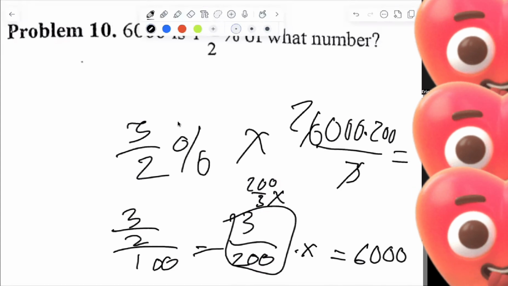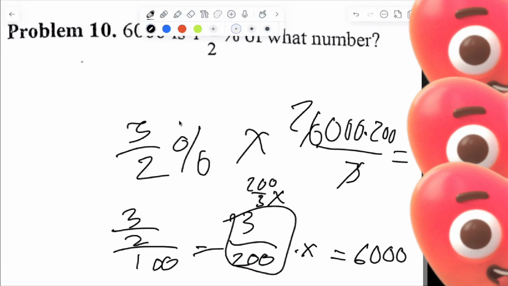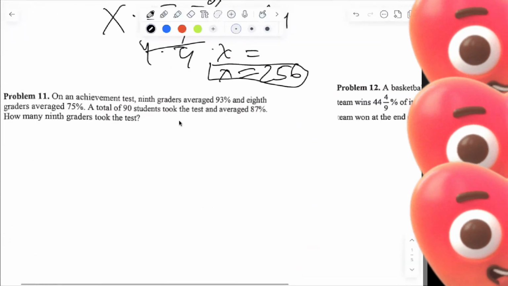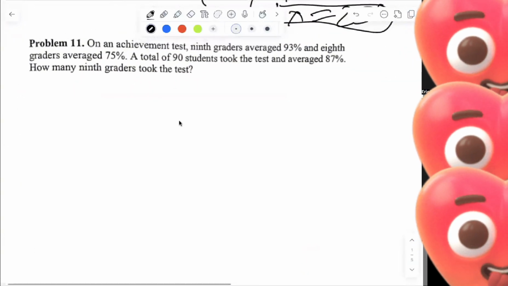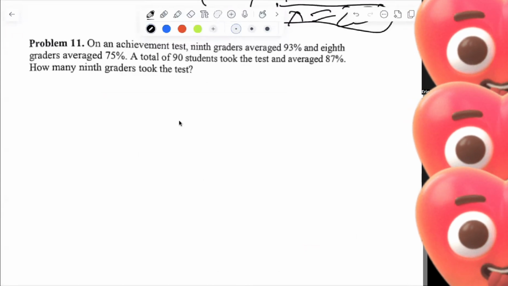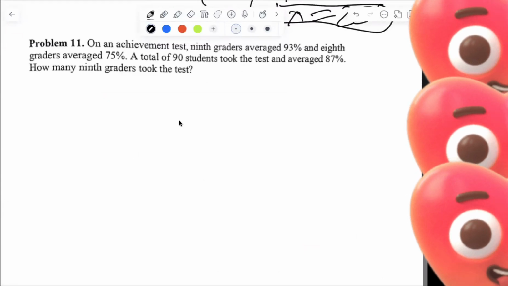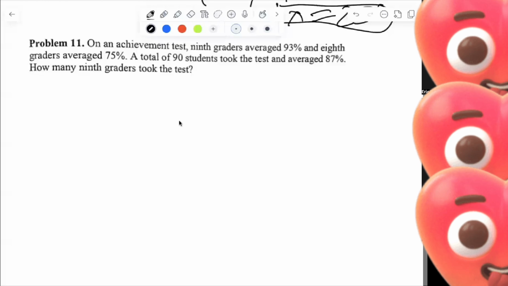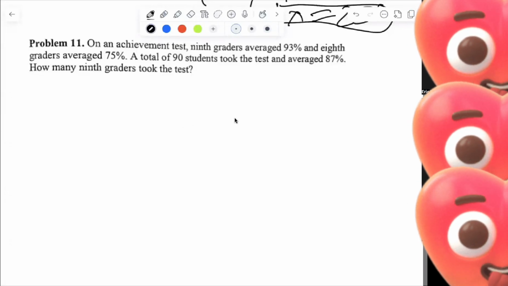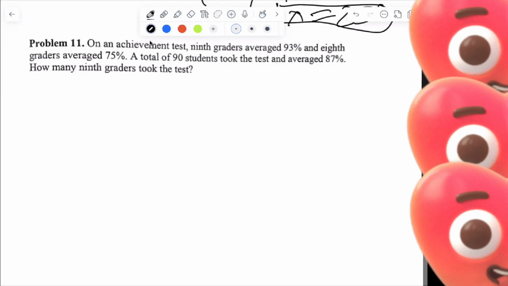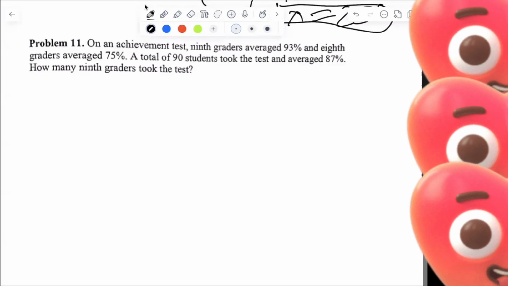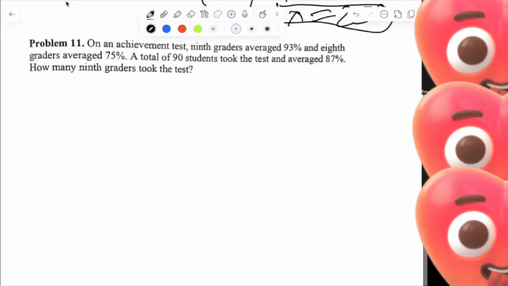Alright, so let's get started with the next problem. Problem 11. On an achievement test, 9th graders average 93% and 8th graders average 75%. A total of 90 students took the test and averaged 87%. How many 9th graders took the test? Have a try on this question and tell me answers in chat. It might use a system of equations in order to solve it. Or you can test out values, but I don't think it's gonna help that much.